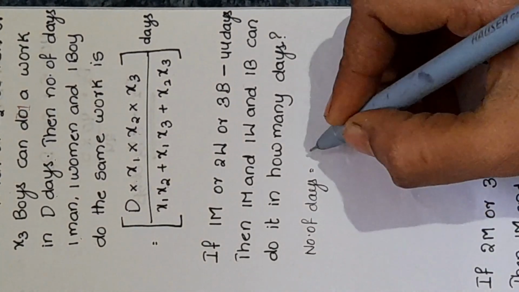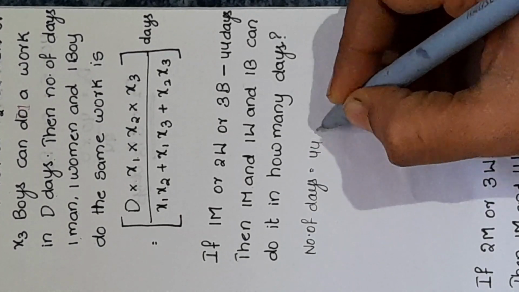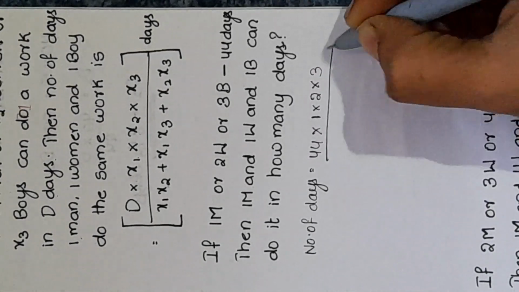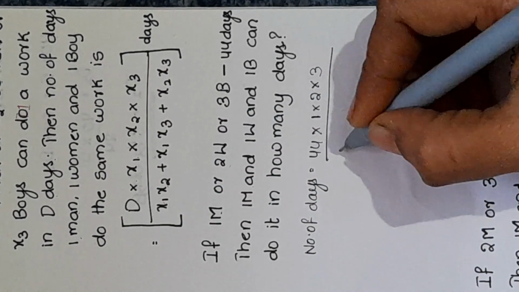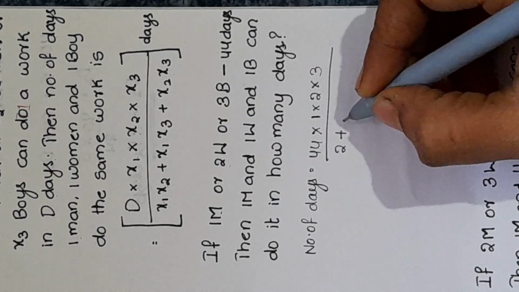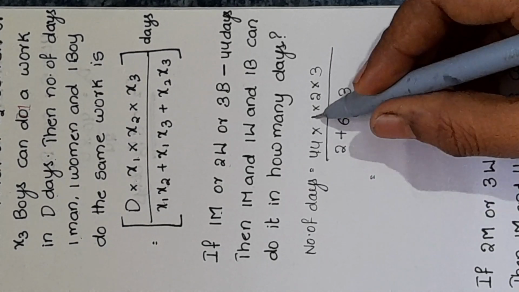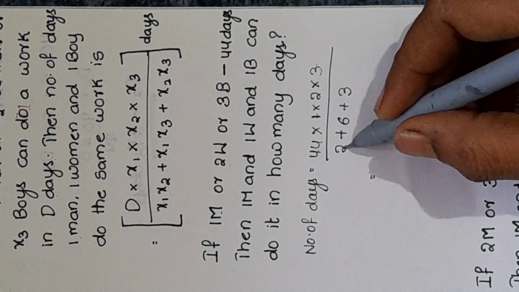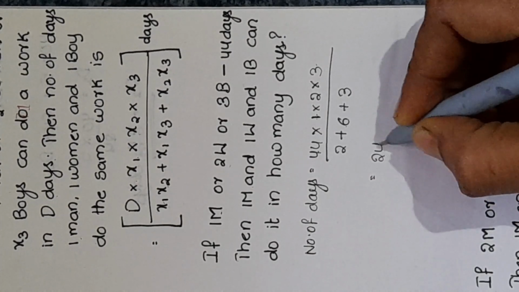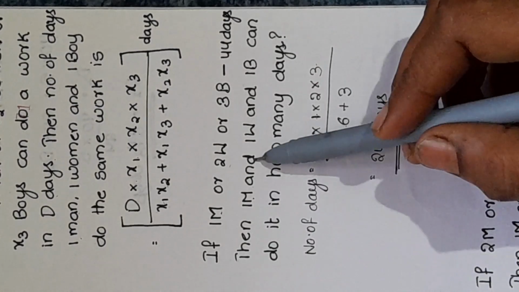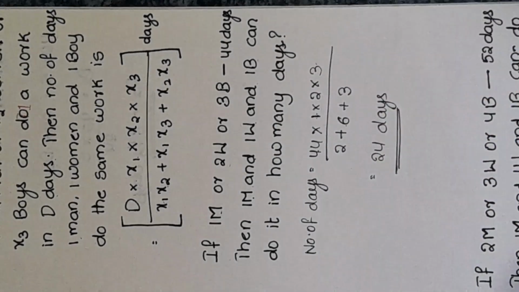Now according to the formula, the number of days is D, which is 44, into x1 is 1, x2 is 2, x3 is 3, by x1 into x2 is 2, plus x1 into x3 is 3, plus x2 into x3 is 6. So 44 into 1 into 2 into 3 by 2 plus 6 plus 3. On calculating, we get 24 days taken by 1 man and 1 woman and 1 boy together.